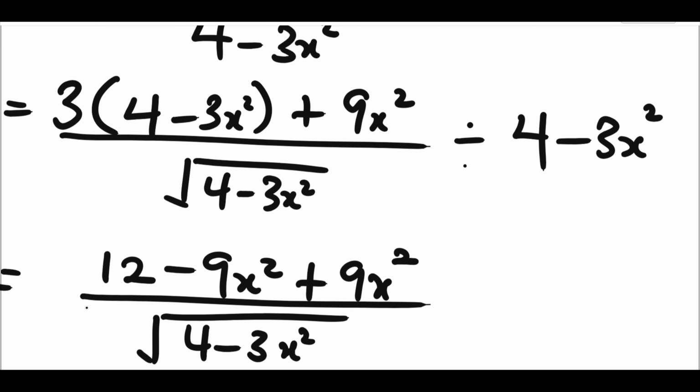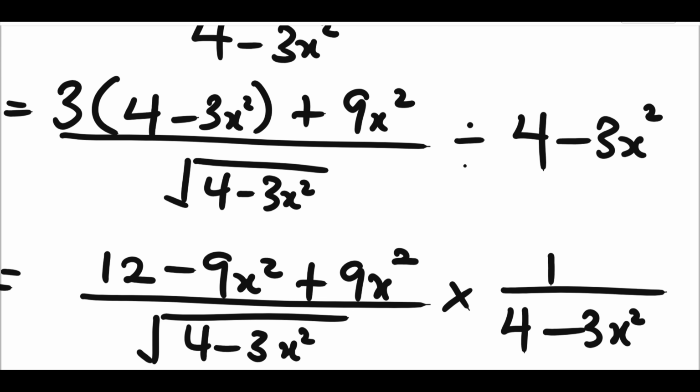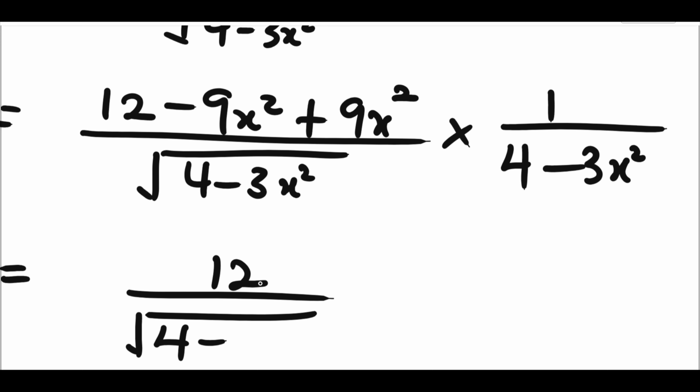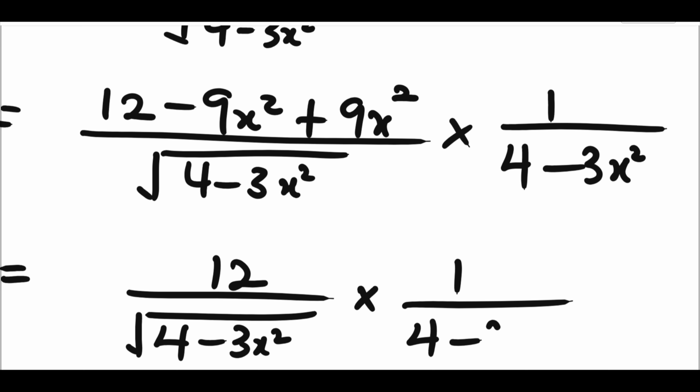Now we can change our division sign to multiplication sign. So we are going to multiply by the reciprocal of 4 minus 3x squared, so it becomes 1 divided by 4 minus 3x squared. All right, so let us simplify the numerator. We are going to get 12. Then we have 9x squared plus 9x squared, which, treated as 9x squared minus 9x squared, gives us 0. So we are left with only 12. So we have 12 divided by the square root of 4 minus 3x squared multiplying 1 divided by 4 minus 3x squared.